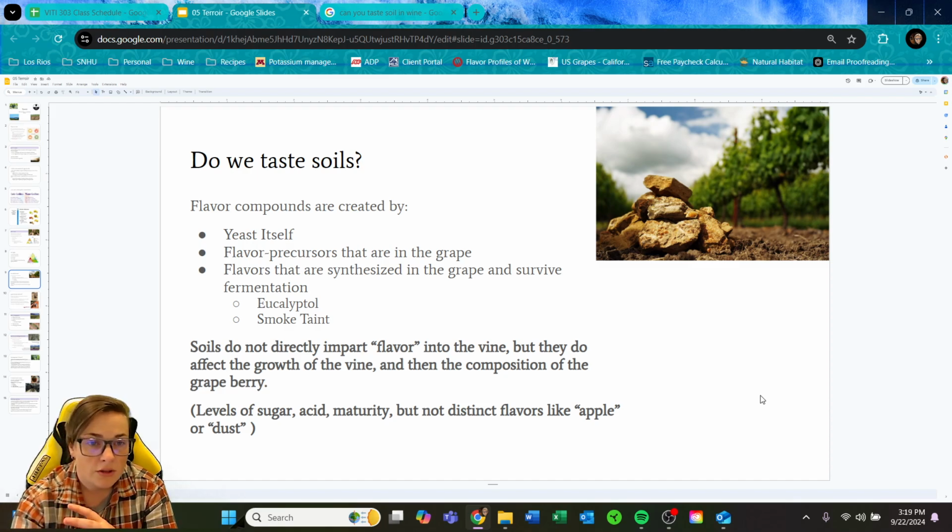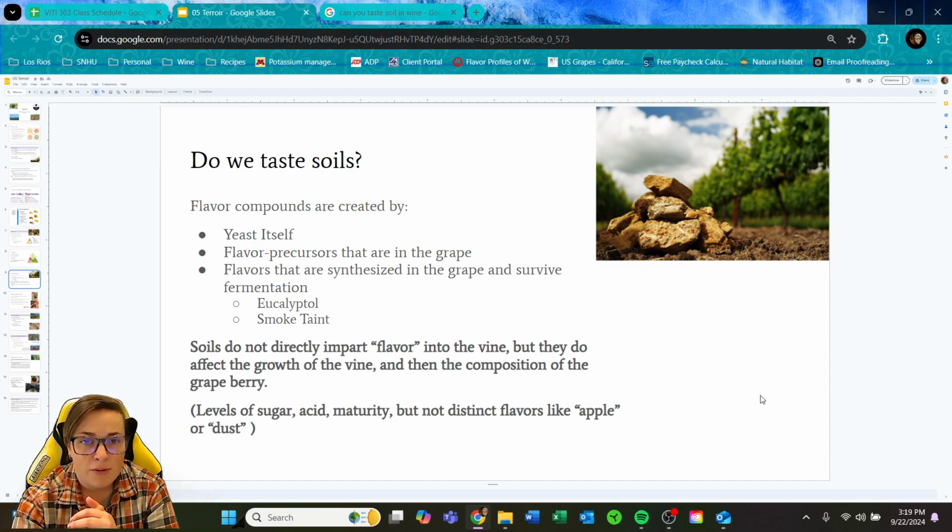But there are also aromas that are synthesized in the grape and survive fermentation. So good examples of this would be eucalyptol, so eucalyptus from wineries in Australia. The oil from the trees gets on the grapes. It survives through fermentation, through the harvest and all that processing. And then it stays in the wine itself. So if you like eucalyptus, you might like some Australian red wines. And I do. So I do like eucalyptus.